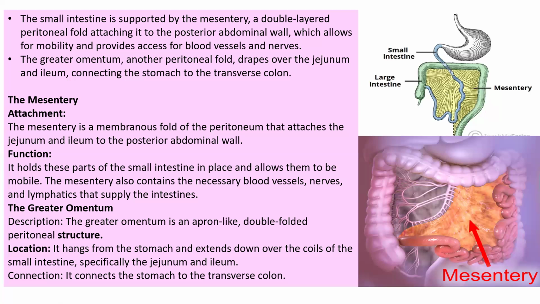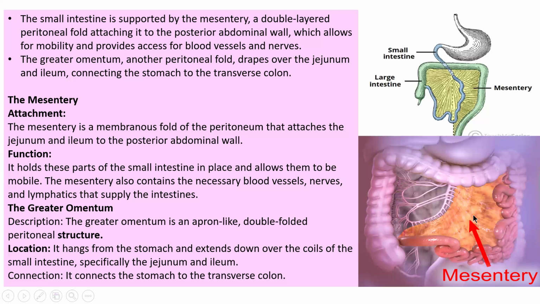So what is a mesentery? Mesentery is a membranous fold of peritoneum that attaches the jejunum and ileum to the posterior abdominal wall. Its function is to hold this part of the small intestine in place and allow it to be mobile, to move. The mesentery also contains the necessary blood vessels, nerves, and lymphatics that supply the intestine.